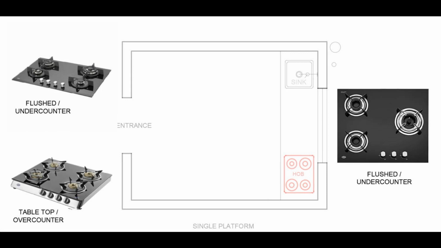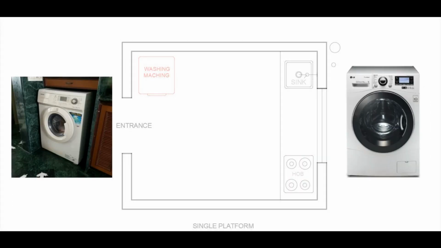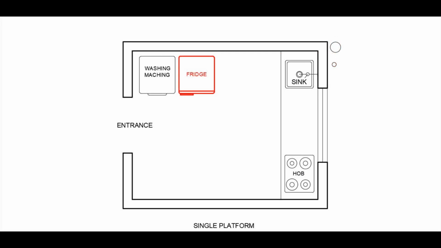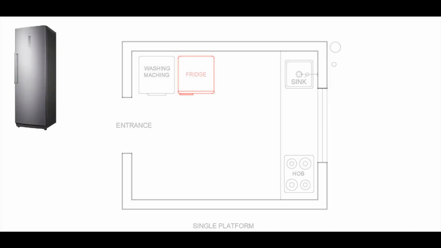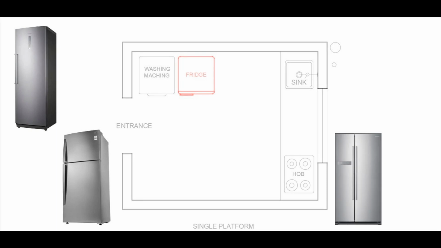Then you decide the placement of the washing machine. You have to keep in mind that the washing machine has to be on the same side as the sink because the washing machine also requires the water supply line as well as the drainage line to be connected. Next comes the fridge. Let me place the fridge next to the washing machine. The refrigerator can be a single door or you can buy a top mounted freezer or a bottom mounted freezer or a French door model.